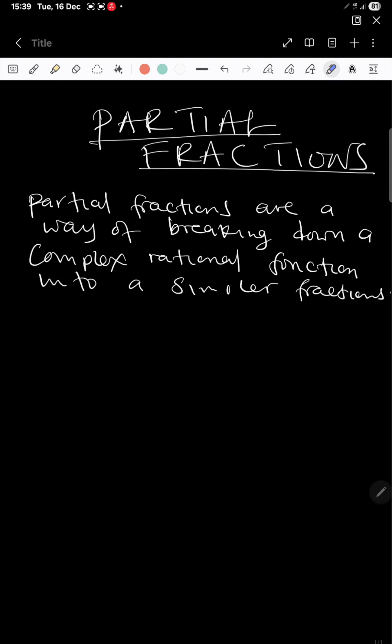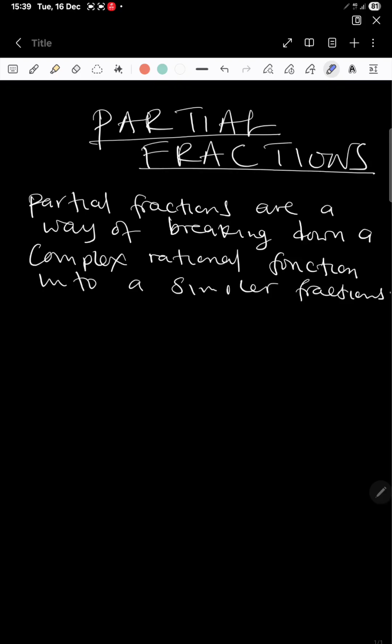So even in mathematics, we have what we call partial fractions, where you are given a very big fraction, and then you are told to divide or break down that bigger function into smaller ones. So that's what we call partial fractions.